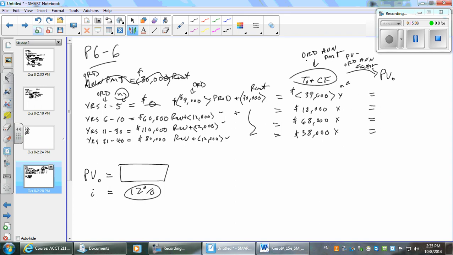First one is N equals 5. Interest rate equals 12%. Interest rate's always 12%. What's that factor? 3.60478. Take 3.60478 times 39,000, and what do you get?